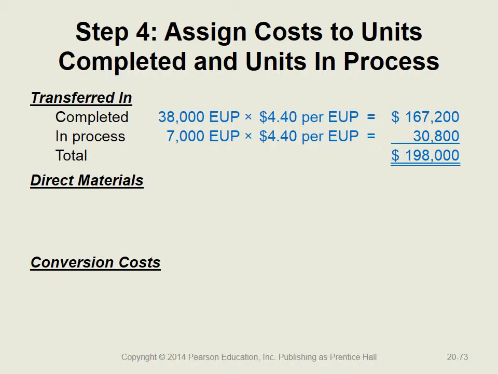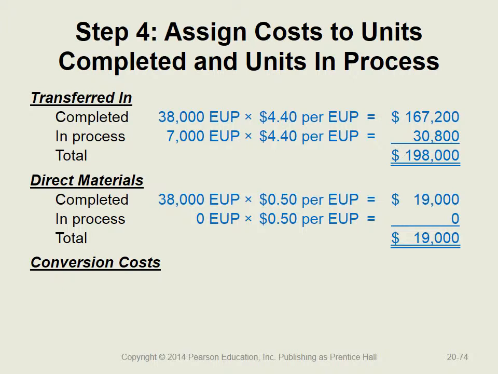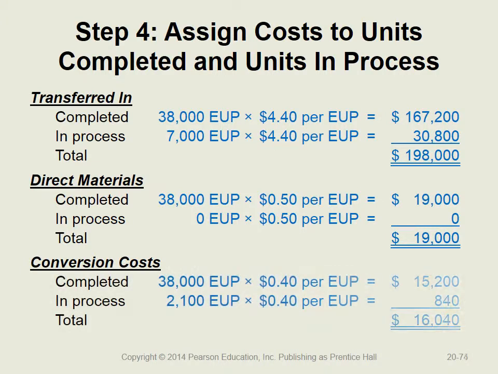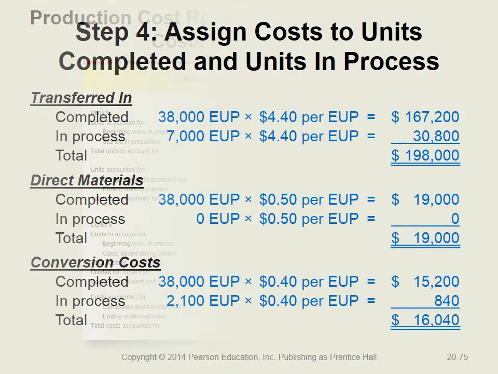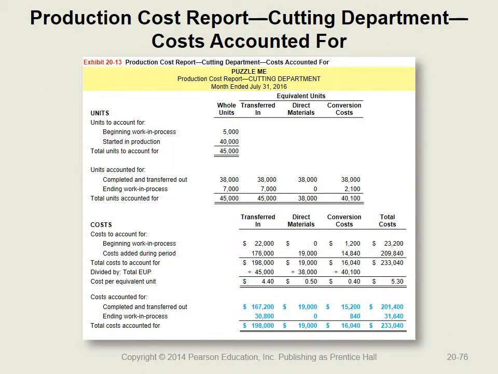To assign costs to the units transferred in, the equivalent units of production calculated in Step 2 are multiplied by the cost per equivalent unit of production from Step 3. This calculation is repeated for direct materials. The same procedure is used again for conversion costs. Exhibit 20-13 shows the completed production cost report for Puzzle Me's cutting department. We have accomplished our goal of splitting the $233,040 total costs between the completed units and the in-process units.